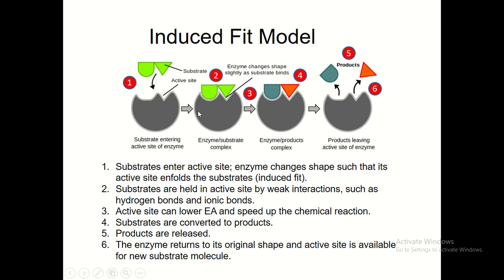Meanwhile, for the induced fit model, as you can see over here, the shape of the active site does not exactly resemble the shape of the substrate. So what happens here is that the enzyme's active site will slightly change, following the shape of the substrate, and this is known as the induced fit. After that, same as lock and key, the enzyme provides a favorable environment, lowering the activation energy and speeding up the chemical reaction. The product is formed and then released to the surroundings, and the active site of the enzyme goes back to its normal shape, ready to be used for the next cycle.